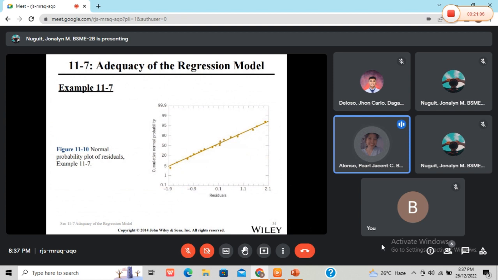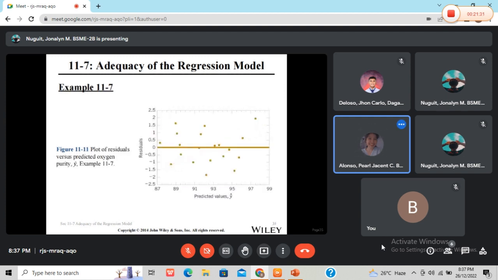As you can see in the figure, it is an example of a normal probability plot for the residuals. Since the residuals fall approximately along a straight line, we conclude that there is no severe departure from normality. So since the graph clearly shows a straight line, it is considered a normal probability plot.